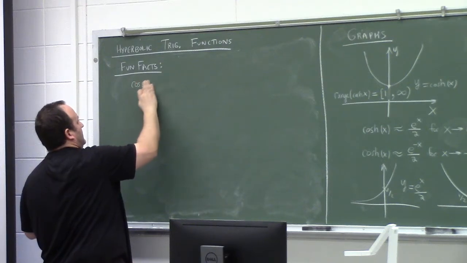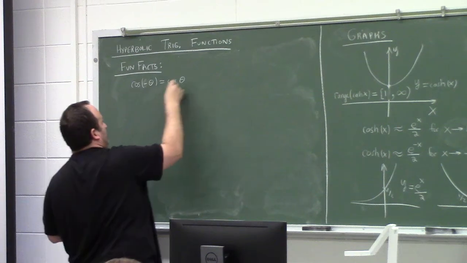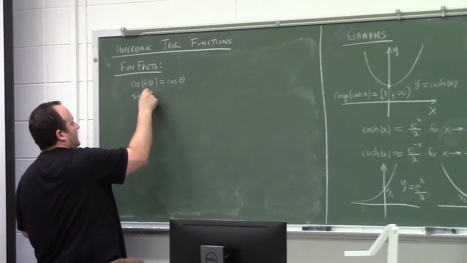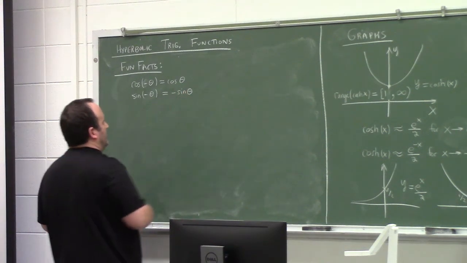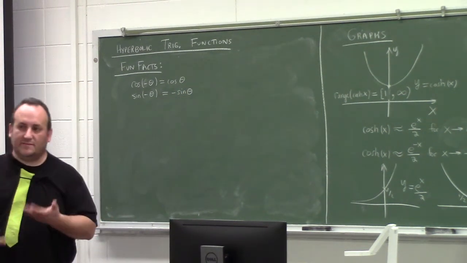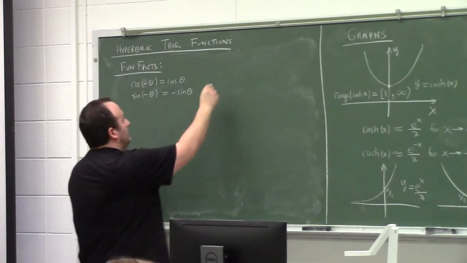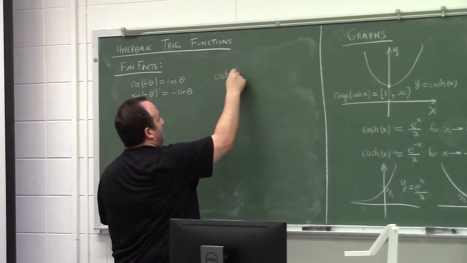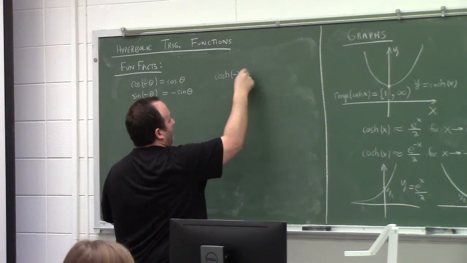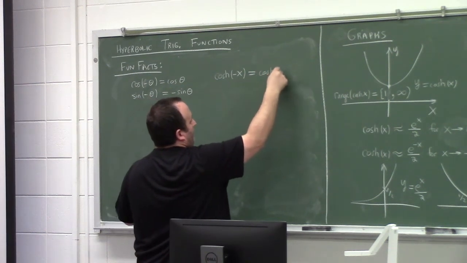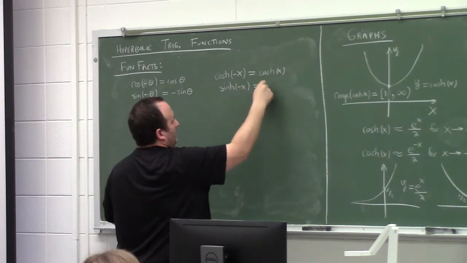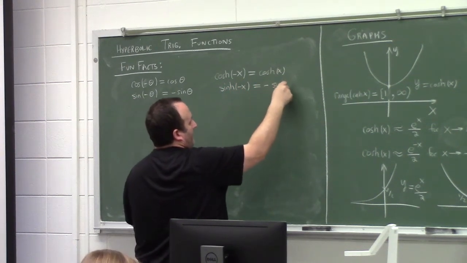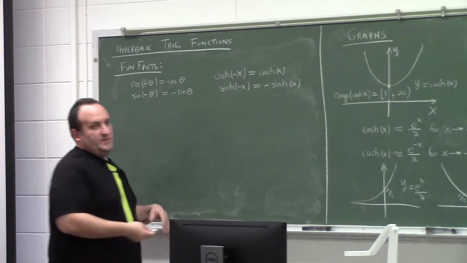Cosine of minus theta is cosine of theta. Sine of minus theta is minus sine of theta. In other words, cosine is an even function, sine is an odd function. Same is true for hyperbolic cosine and hyperbolic sine. There are some differences, though.